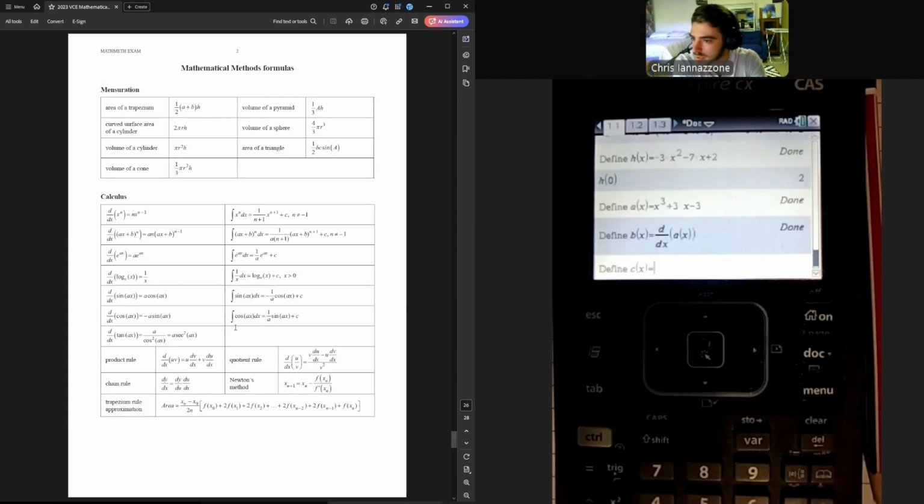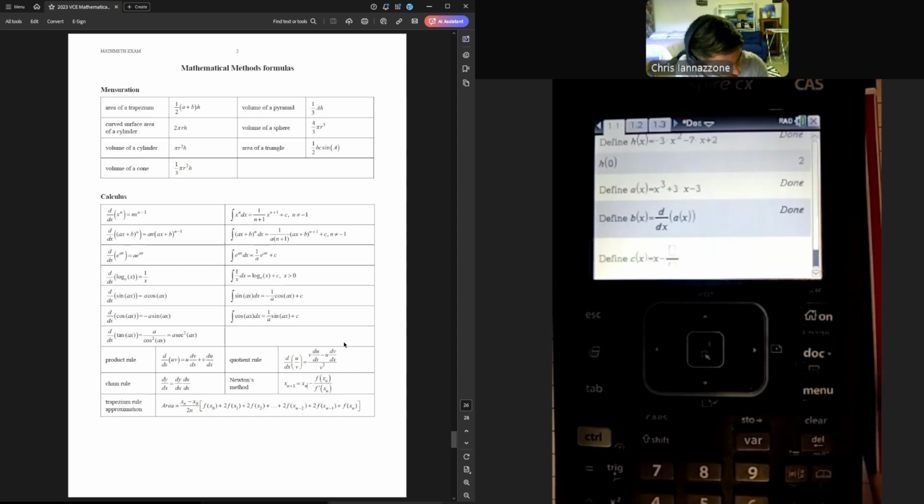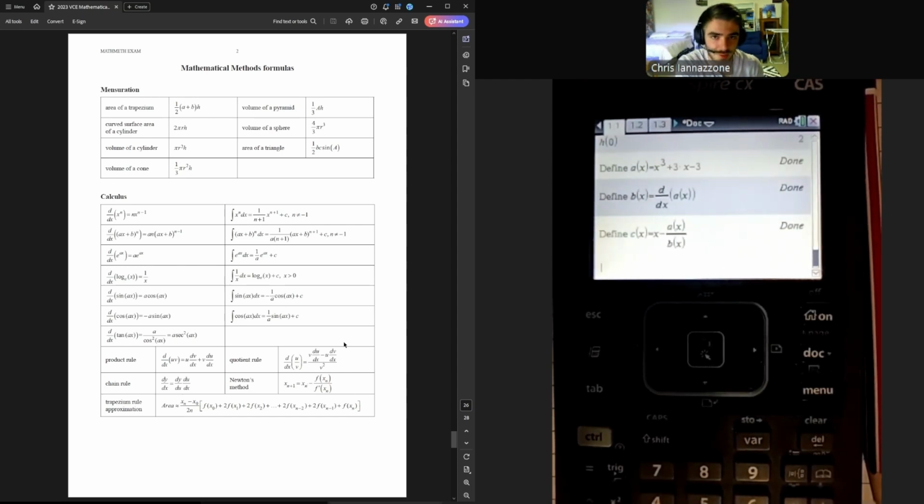So in the formula sheet, we have Newton's method here, which says that our function, x n plus 1, whatever the function is called, I've called it c of x, is equal to the previous guess, x n, so we're just going to put x in here, minus f of x, so our f of x was a, divided by the derivative of f of x, that was b. And just like that, we have Newton's method.